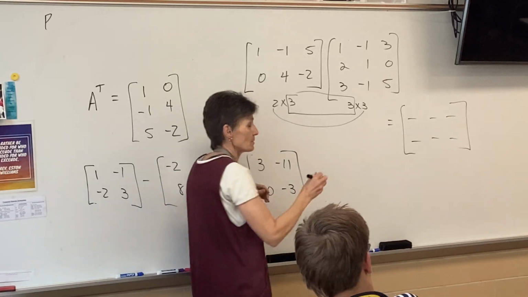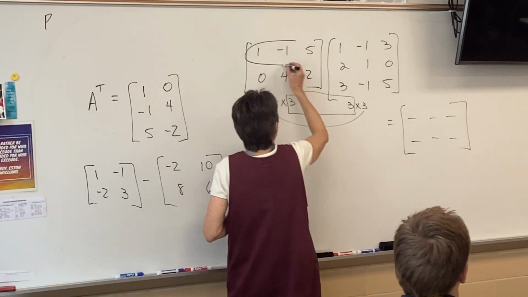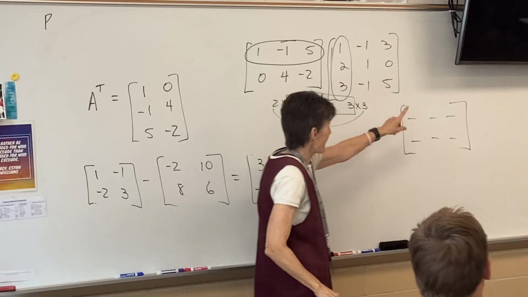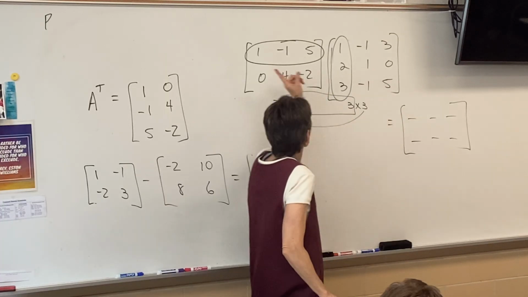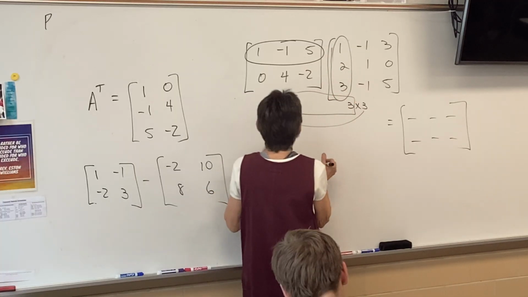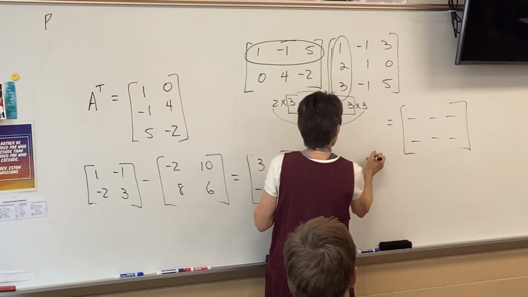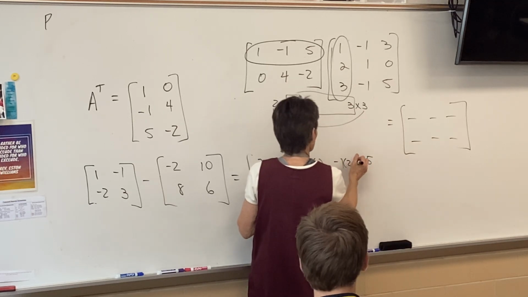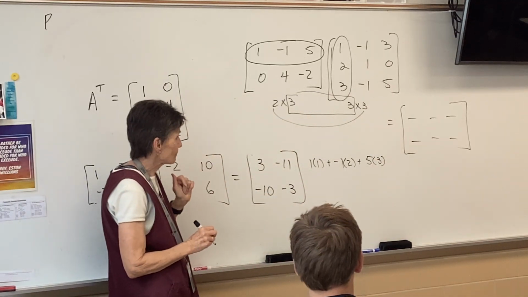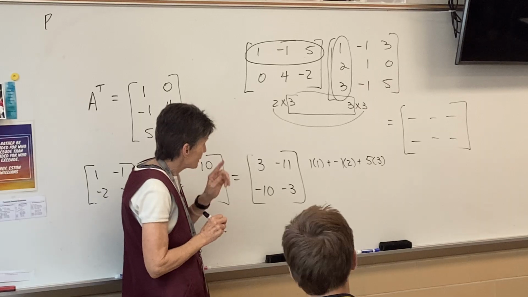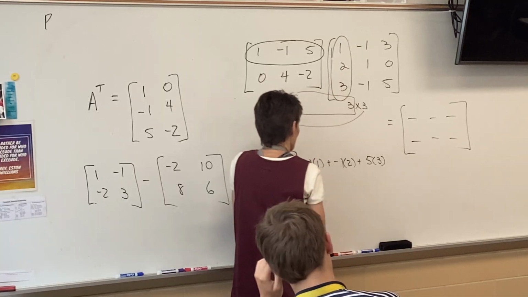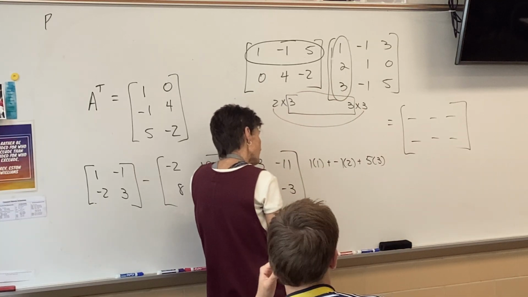You find those numbers by multiplying rows times columns. So that guy right there is row 1 times column 1. I like to write it down because there's so much to keep track of, but some of you will do it in your head, and that's fine too. But we multiply each pair and add them up. So 1, negative 1, 5 times 1, 2, 3. What did you get? 14?